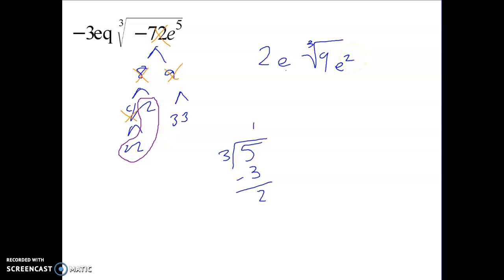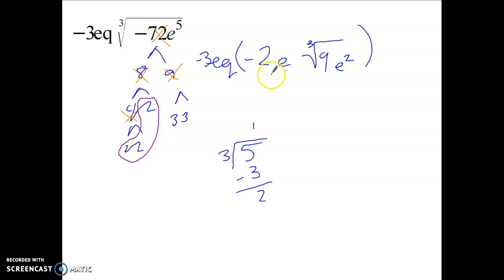I see in my original problem that I have a negative right here. Well, when I have a cube root, remember whatever comes out matches the sign of this. So I'm going to put a negative on that. And also, we can't totally ignore the negative 3eq. Well, think about the way this is written: negative 3eq times the cube root of negative 72e to the 5th. So that means I need to multiply this times 3eq. When it's written right next to each other like it is right here, it means times. So I need to multiply.